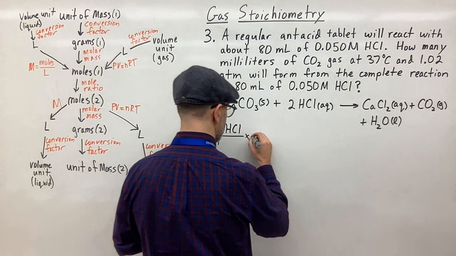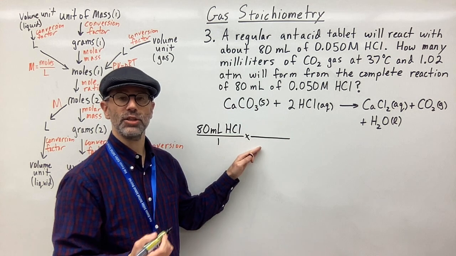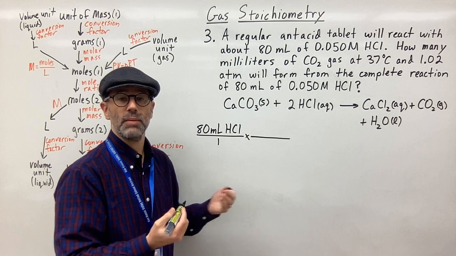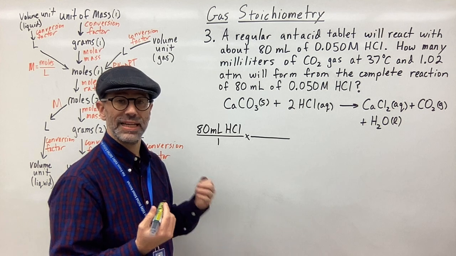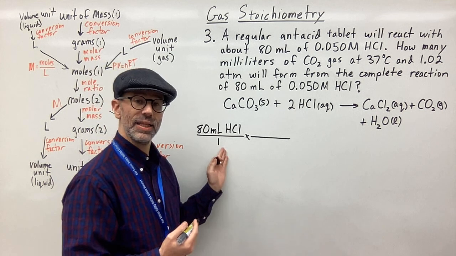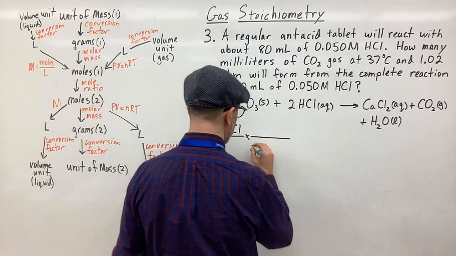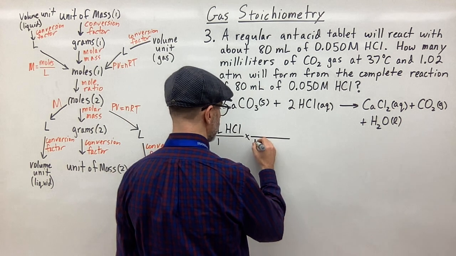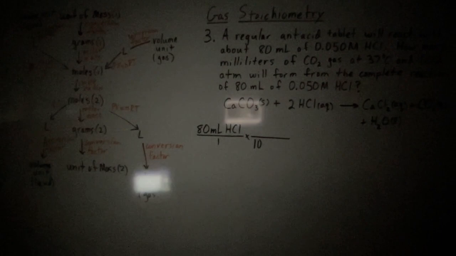So we're going to do our next step. I know that there's 1,000 milliliters in a liter, or you can say 1 milliliter is equal to 10 to the negative 3 liters, because a milliliter is 1/1000th of a liter, right? So either way works. We could do 1,000 milliliters or 10 to the negative 3.